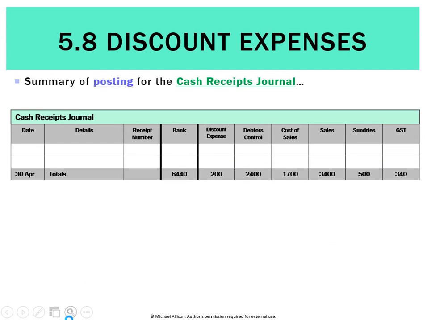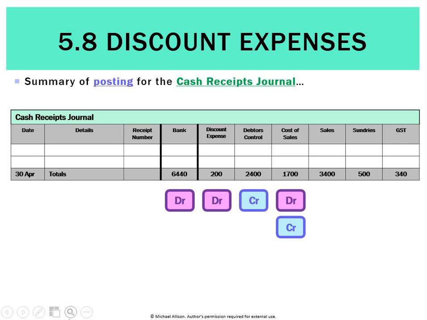A summary of how this journal is posted: the bank column becomes a debit, the discount expense column a debit, the debtors column a credit. Cost of sales column actually requires two entries, a debit and a credit, and the sales column will be a credit. Sundries will be credit. It's either going to be money from a revenue, or from a capital contribution, or from a loan, which is a liability, and they're all going to be credits. And lastly, the GST column, that's the business collecting GST. That'll be a credit as well.